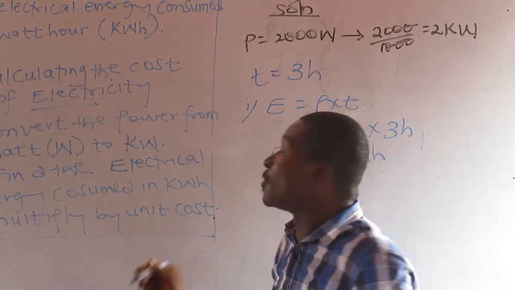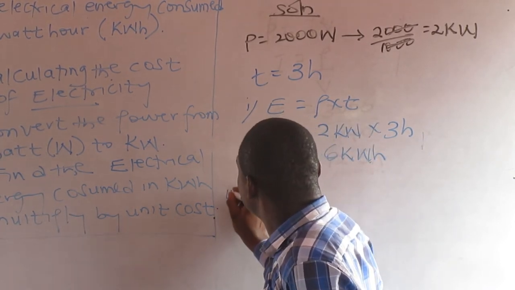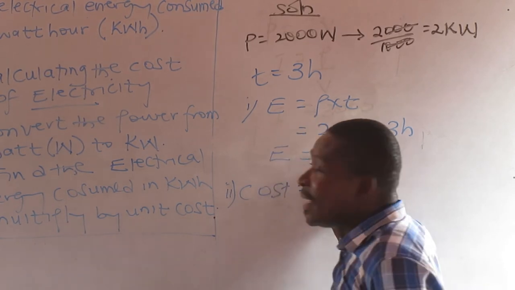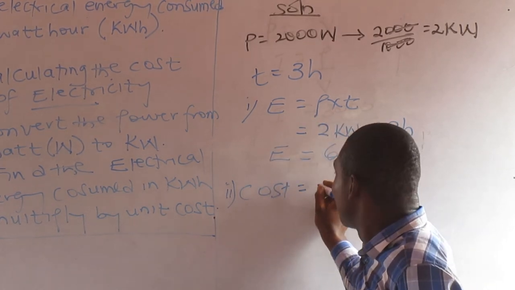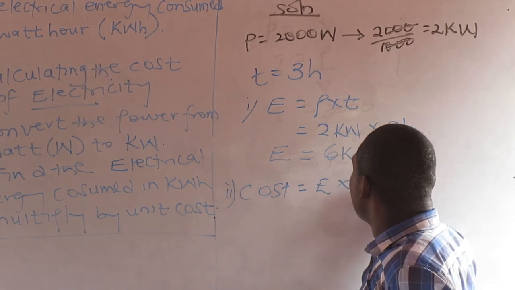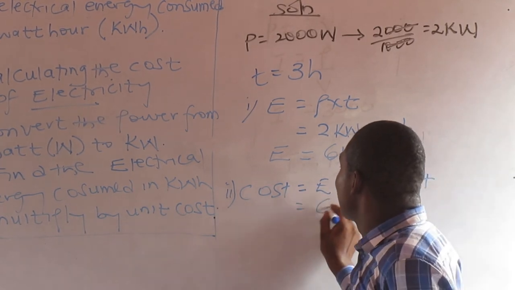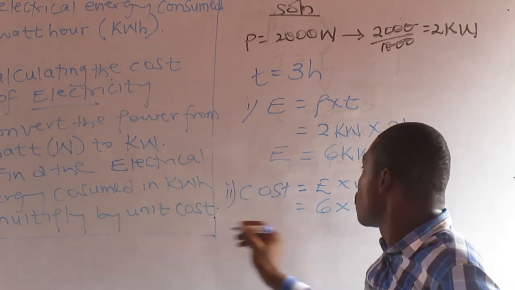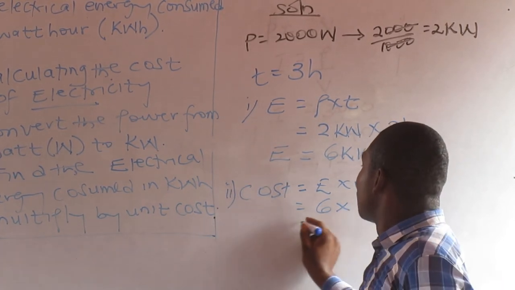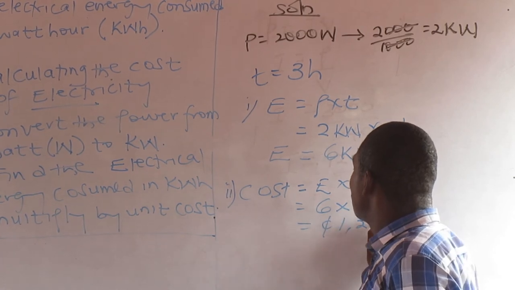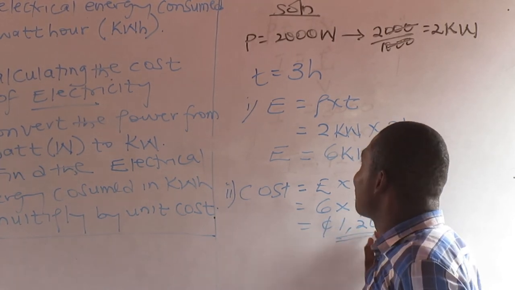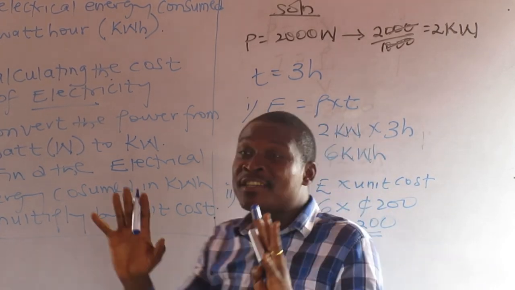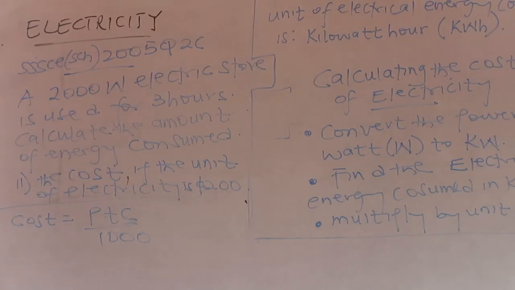Now the cost of electricity. So simple. Let's go. Now the cost. You multiply the energy by the unit cost. The energy is 6. They say every unit they charge you 200 cedis. So your answer is 1200 cedis. That is the cost. That is all. Now look at this formula. This is for our eyes only, right?